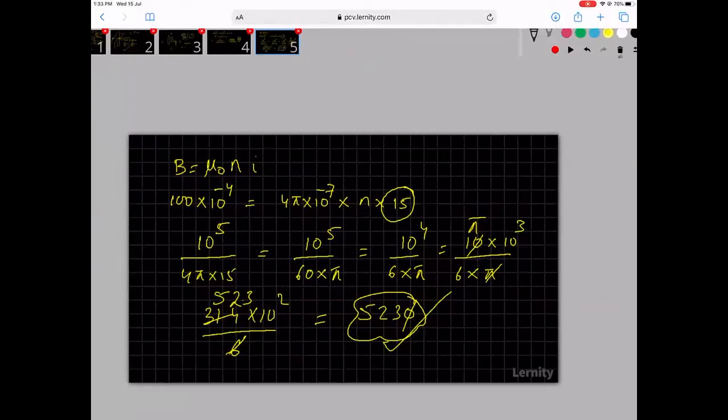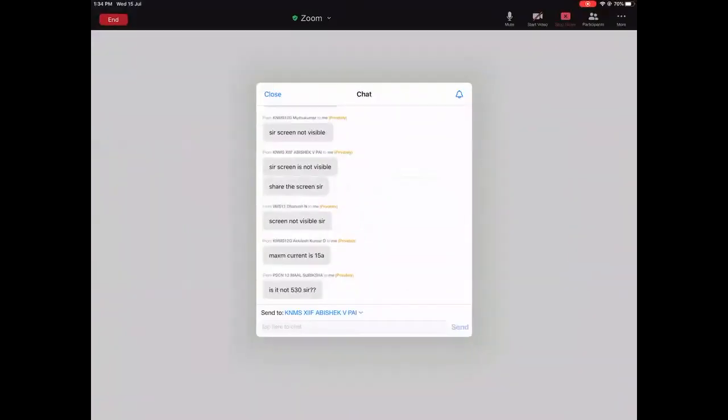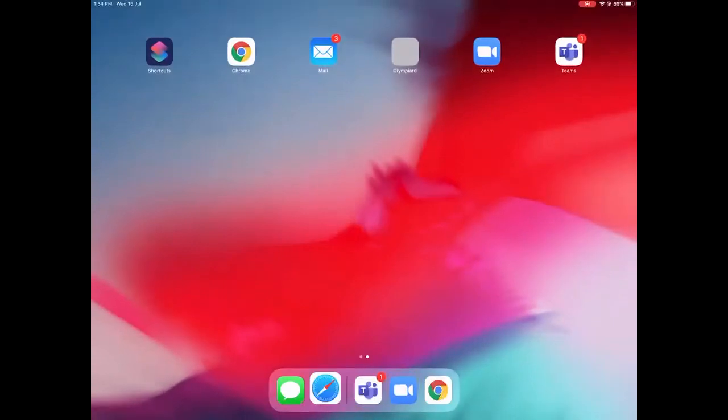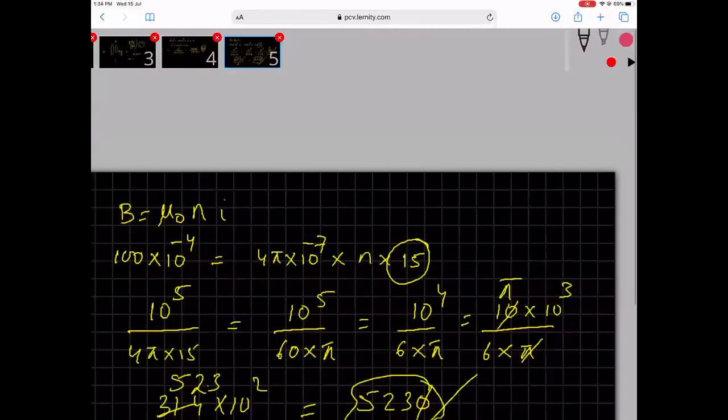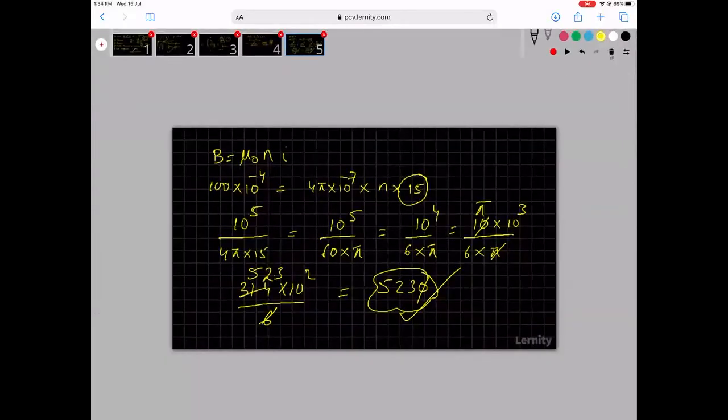523 turns per meter. They're asking you for the design parameters, so it should be 523 turns per meter. Okay, 530 is fine, no problem. It depends on how much you calculate.